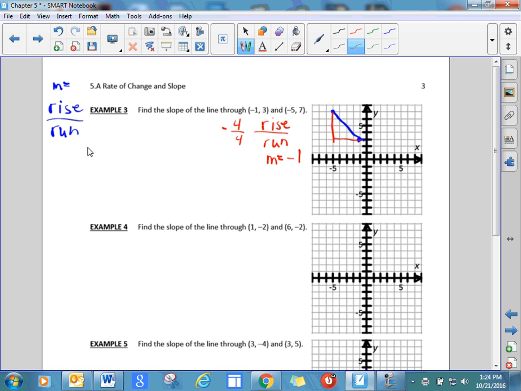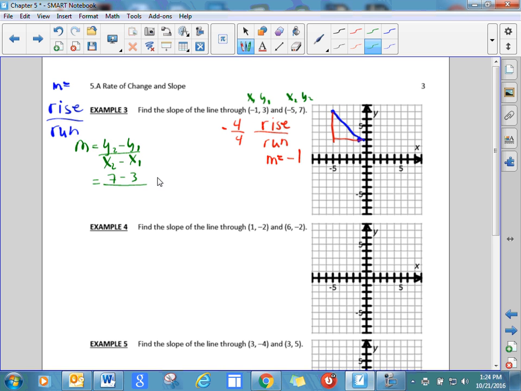Let's do it using the formula now. I'll change colors, come over here, and I'm going to use m is equal to y sub 2 minus y sub 1 over x sub 2 minus x sub 1. So this is my x1, y1. This is my x2, y2. And we're going to start with the y's. So y2 minus y1, 7 minus 3.